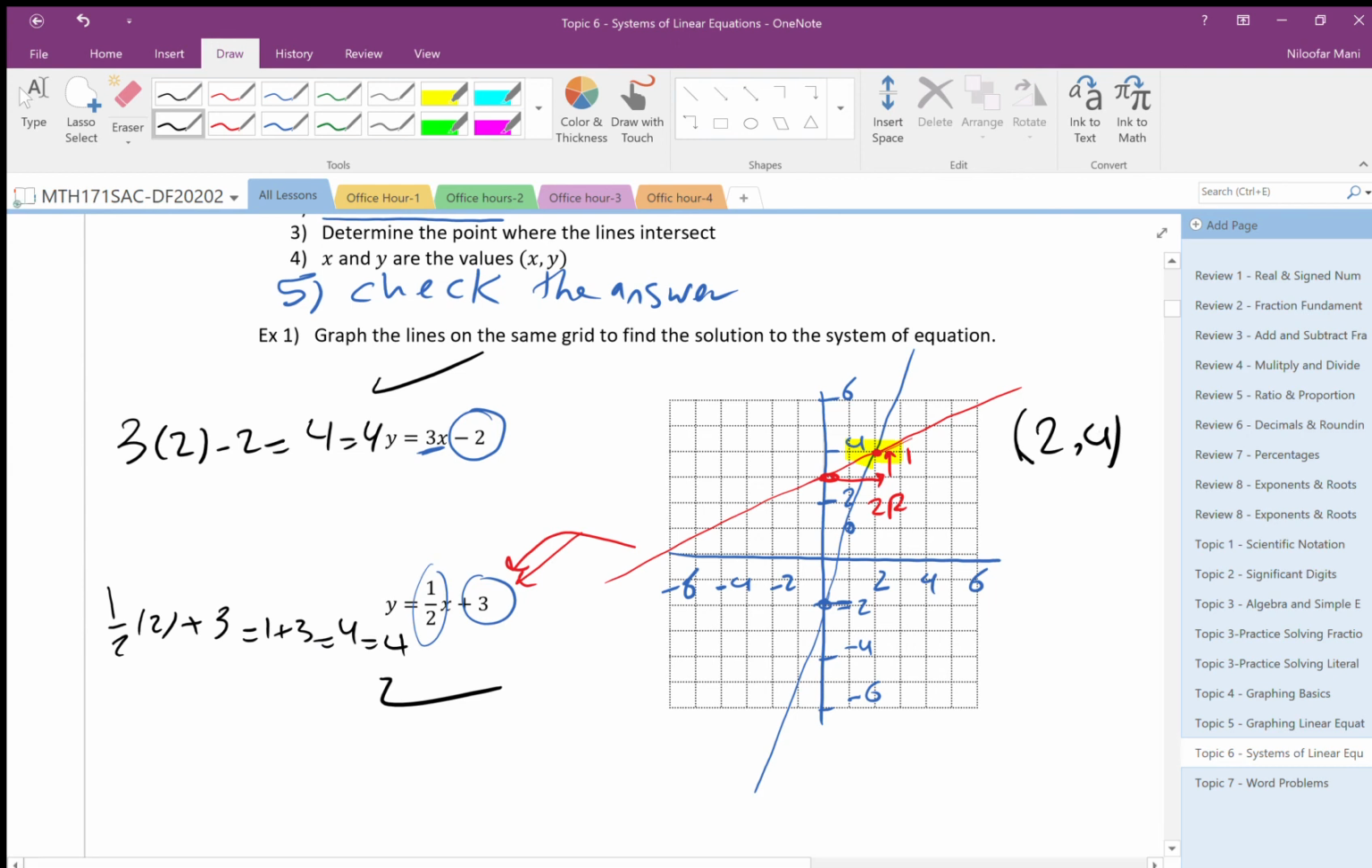See what happened here: I just graphed my first line, I just graphed my second line, and then I found the point of intersection.